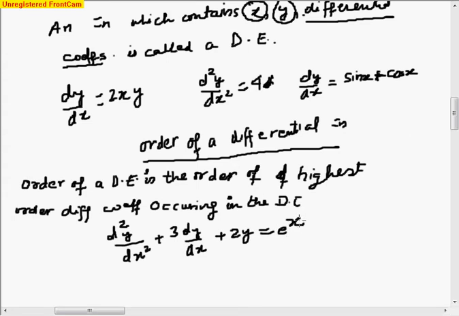This is the differential equation. Here x is the independent variable, y is the dependent variable. This is the differential coefficient of order 1. This is the differential coefficient of order 2. So here the order of the highest order differential coefficient is 2. This is the highest order differential coefficient and its order is 2. So the order of this differential equation is 2. Right? Now consider this differential equation.